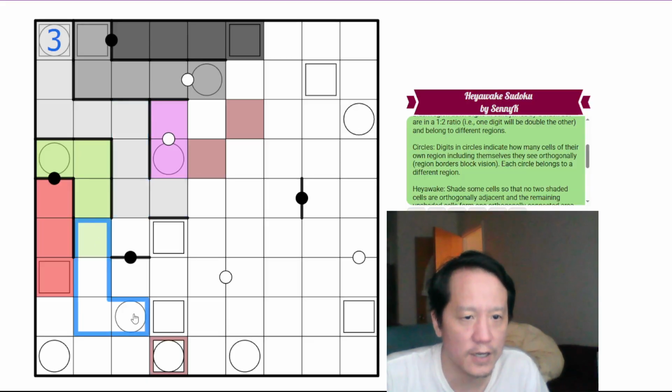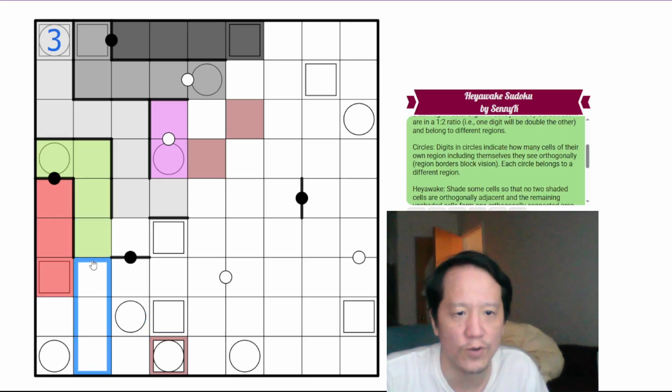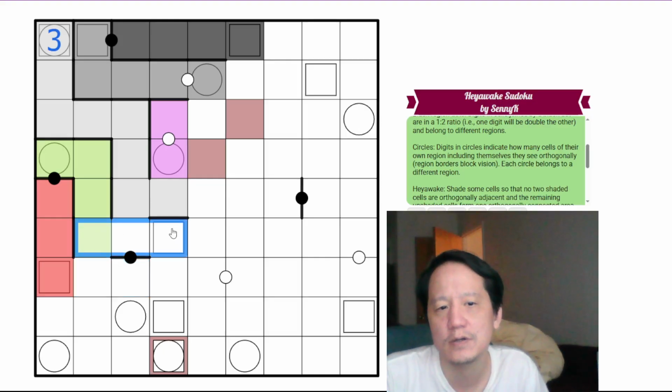Green, again, cannot go here. It can't block off red. So green has to go... Well, green could go that way. Huh. Interesting.